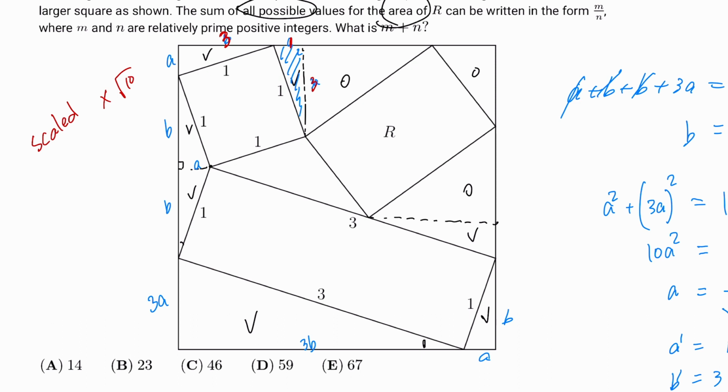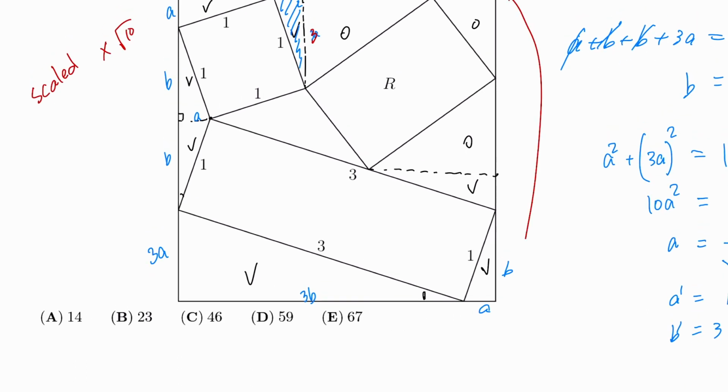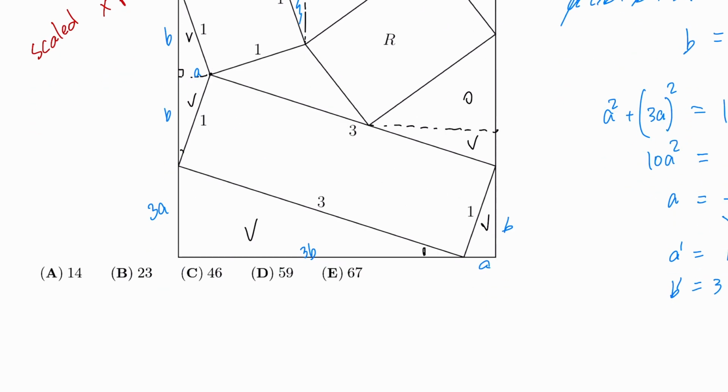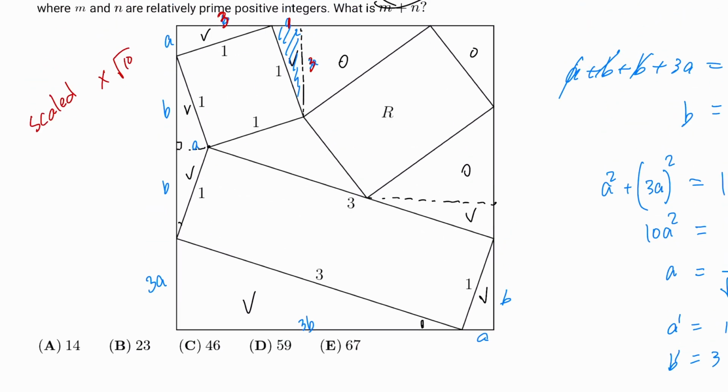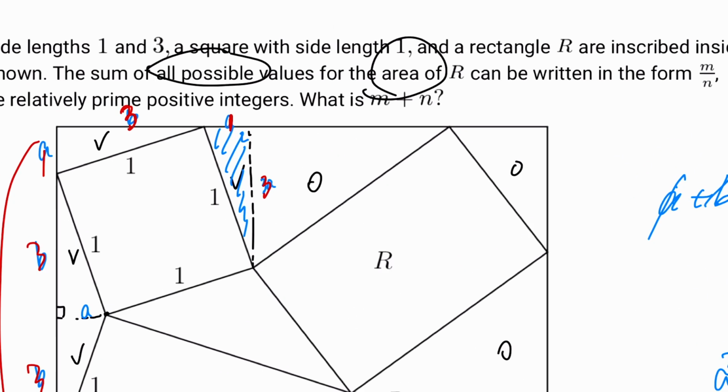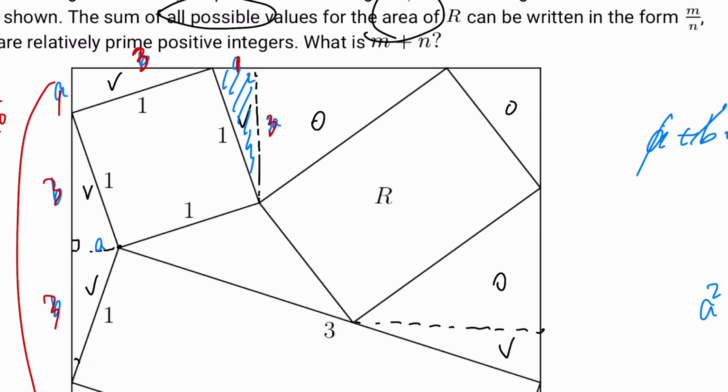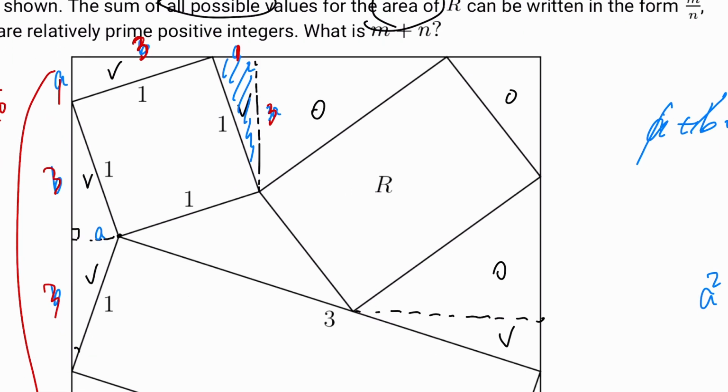Now we have used all of the check-marked triangles to find our side length, which is technically square root of 10 but we scaled it by another square root of 10, so the side length is going to be 10. If you just add up A plus B plus B plus 3A, so that's 1 plus 3 plus 3 plus 3, that is going to be 10.